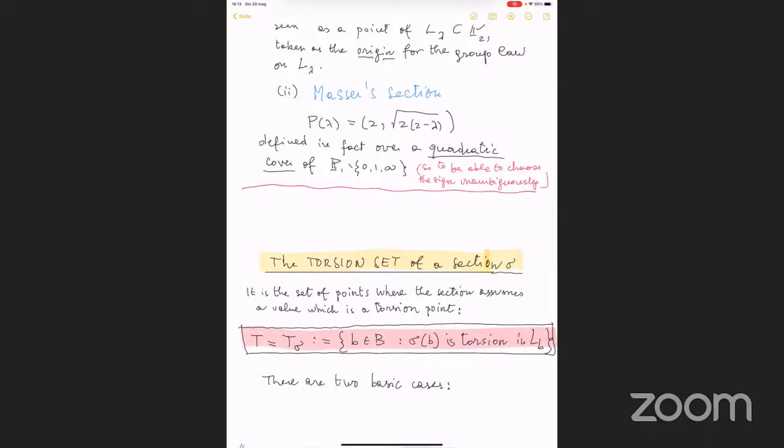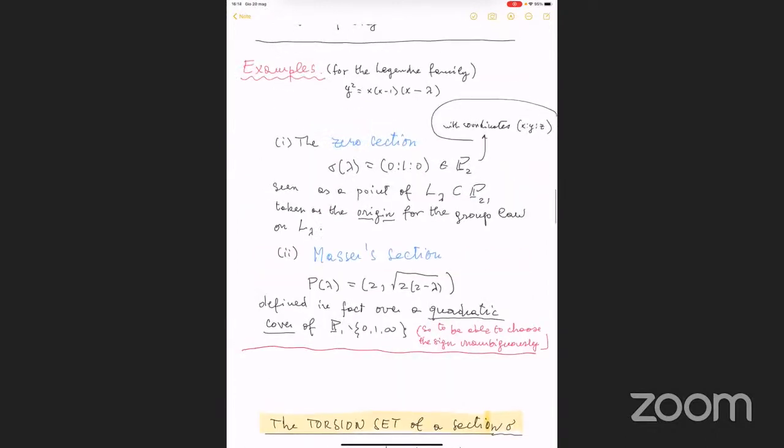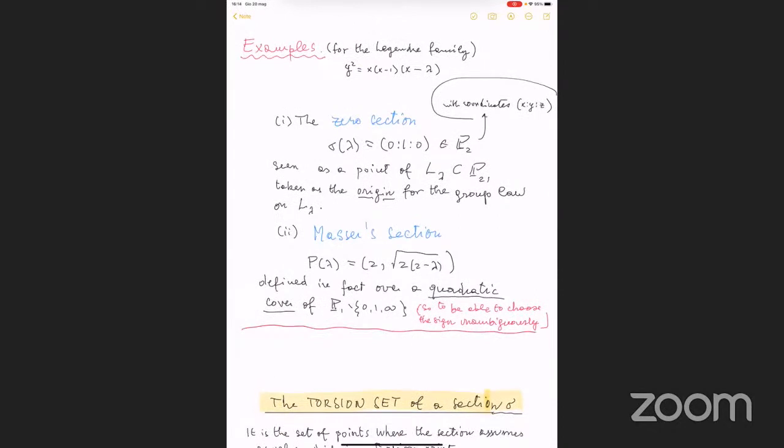This section is obtained as follows: you see the abscissa is constant, equal to 2, and the ordinate is just obtained by putting x equal to 2 in the equation for the Legendre family, and then we obtain y just by solving the equation. So y is the square root of 2 times (2 minus lambda). So we obtain, for each value of lambda, a point in the curve corresponding to lambda.